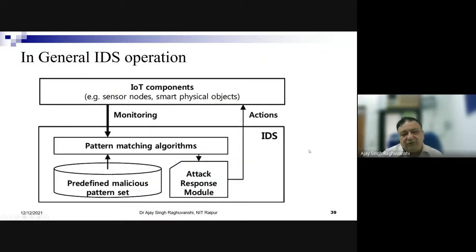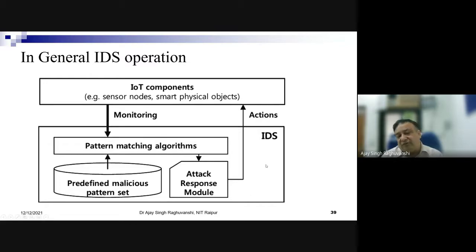So in general IDS operation, these are your IoT components, sensor nodes, smart physical objects, and what IDS does is keep monitoring these sensor nodes and things. After monitoring, it uses pattern matching algorithms and keeps observing the patterns. If a predefined malicious pattern set is already there, and this pattern matches with it, it gives an attack response. That means it tells there is an attack or some intrusion, and accordingly the action goes to the system, alerting the system that there is some intrusion in the system. So this is how your IDS works.